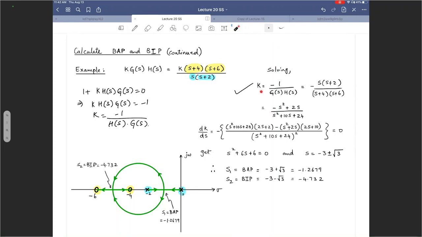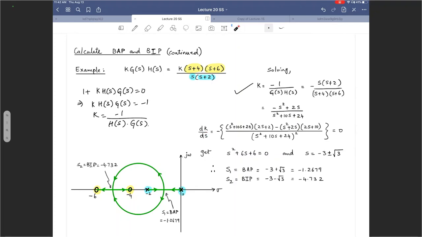After expressing k in terms of s, you substitute your k, g of s, h of s, rearrange, and you can write k as negative s times (s plus 2) divided by (s plus 4) times (s plus 6). You have a polynomial in the numerator and a polynomial in the denominator, but you can differentiate this and equate to 0.